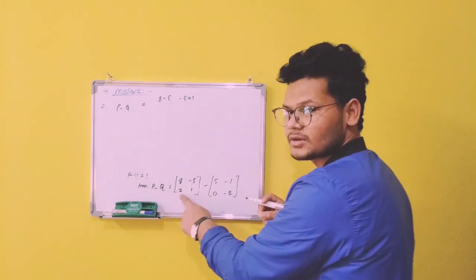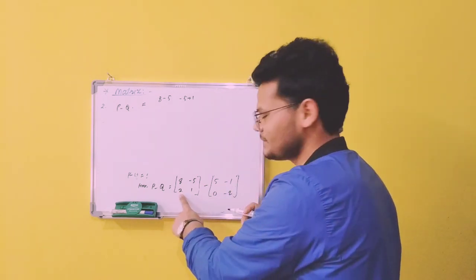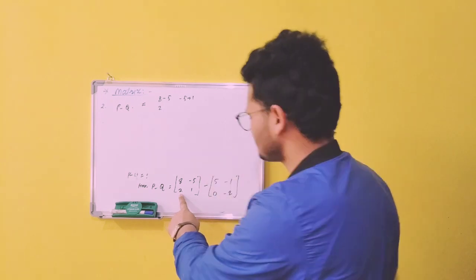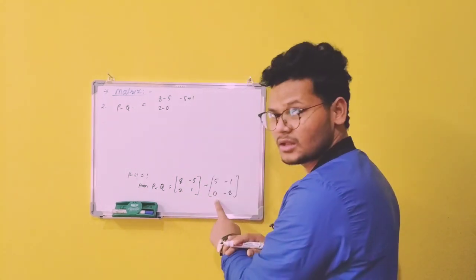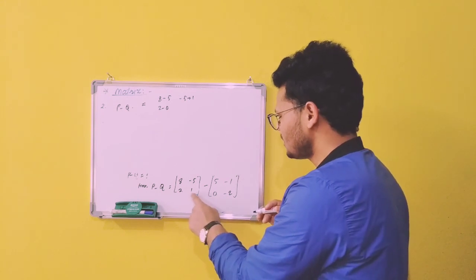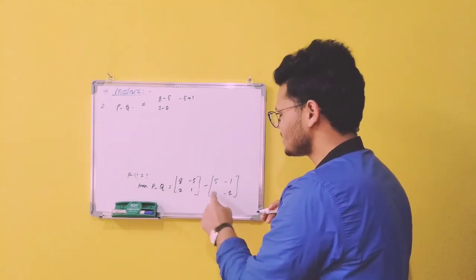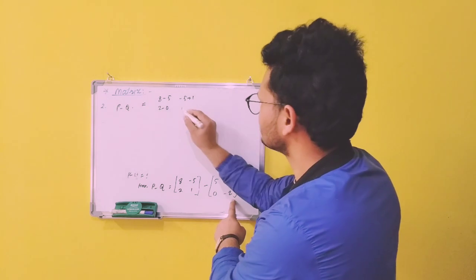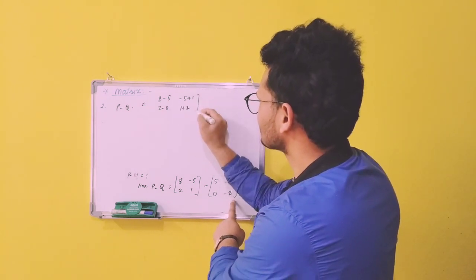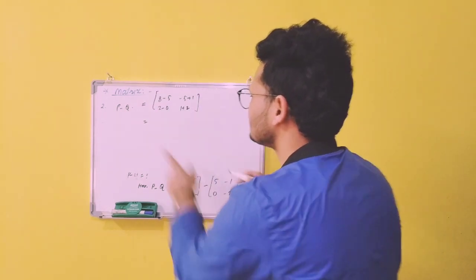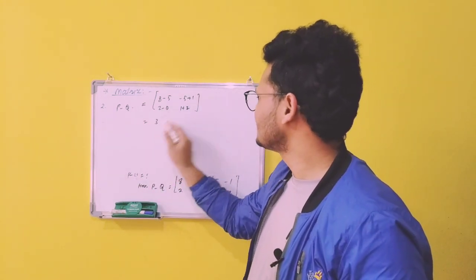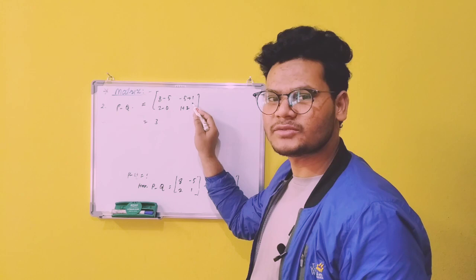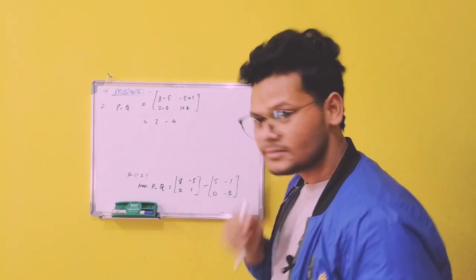Okay, another for the next position of element 2, same position: 2 minus 0 is 2. Next position: 1 minus minus 2, which becomes 1 plus 2. Just subtract that one: 8 minus 5 is 3, and minus 1 minus 5 plus 4 is minus 4.